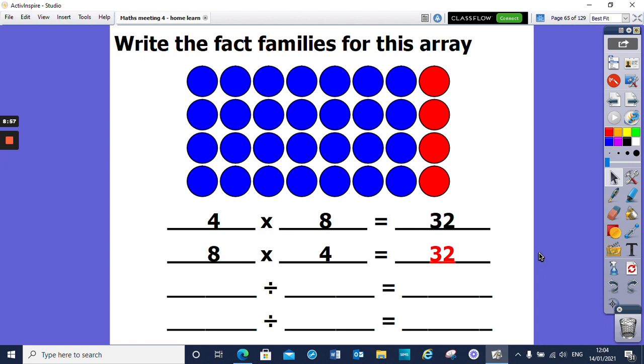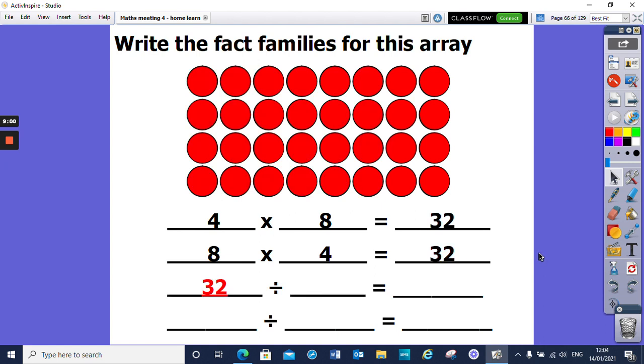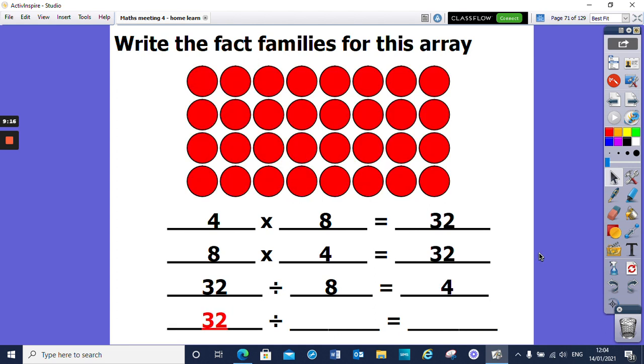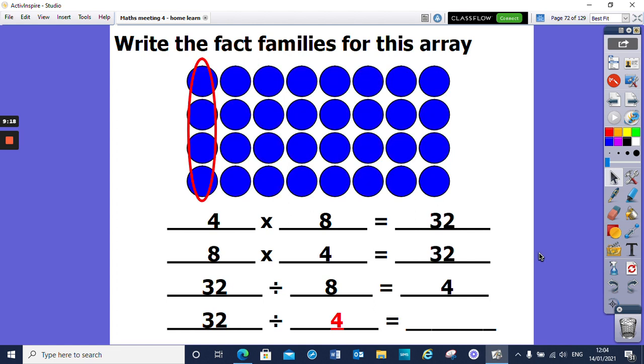Okay, now our division calculations. We start with our 32. Our 32 is our whole number. Dividing it by 8. How many 8s in 32? 1, 2, 3, 4. There are 4 8s in 32. Going to start with our whole yet again, 32. Dividing this time by 4. How many 4s in 32? 1, 2, 3, 4, 5, 6, 7, 8.